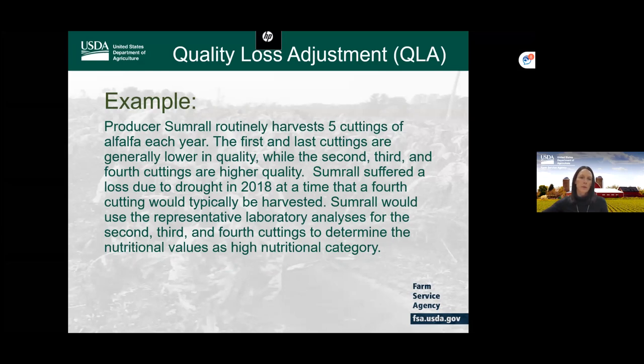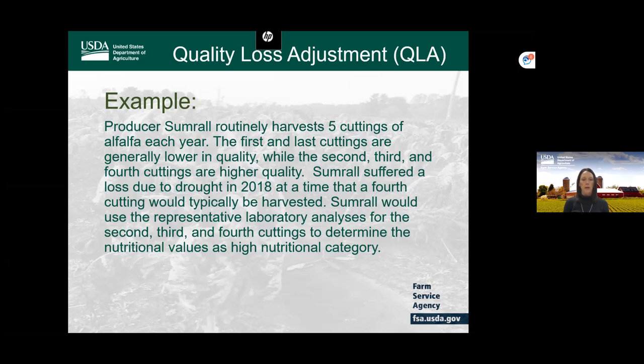So producer Summerall routinely harvests 5 cuttings of alfalfa each year. The first and last cuttings are generally lower in quality, while the second, third, and fourth cuttings are higher in quality. So this obviously is an example of hay production that's further south than North Dakota. Most of the time we probably get 3 cuttings at the best. So if that first cutting is the cutting that would determine low quality, and then the second and third would be high quality, that's how the producer should certify that production on the application.